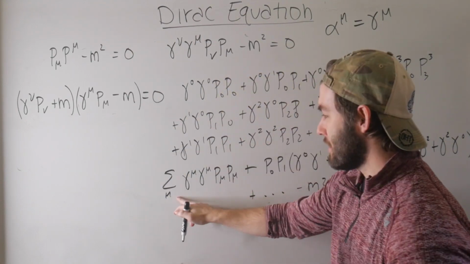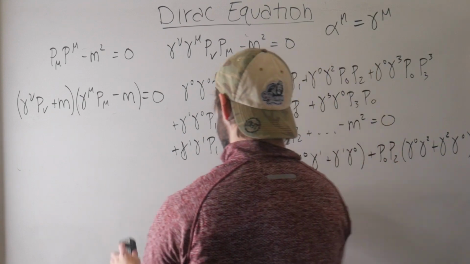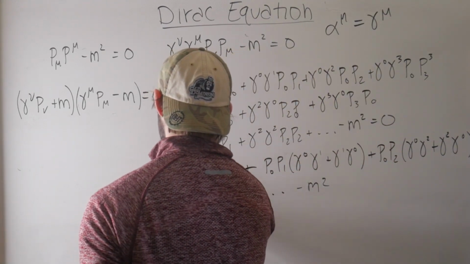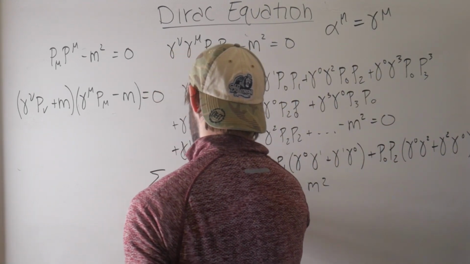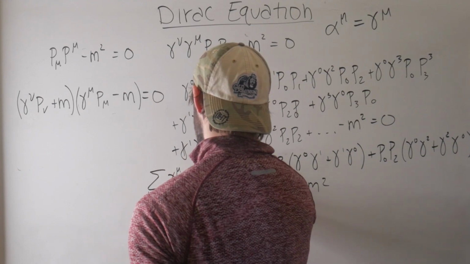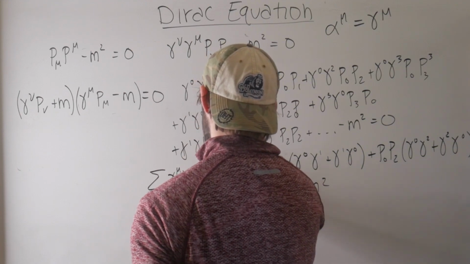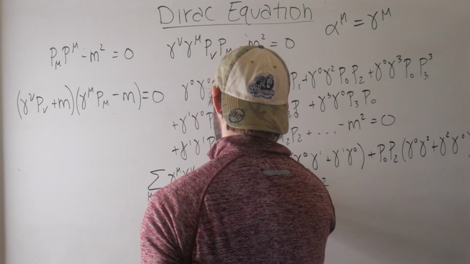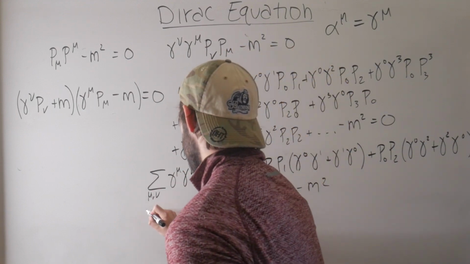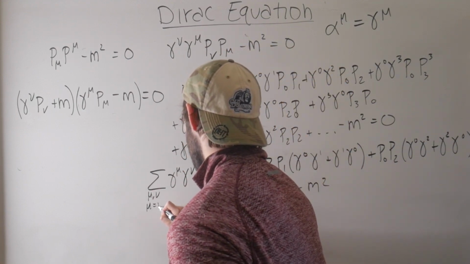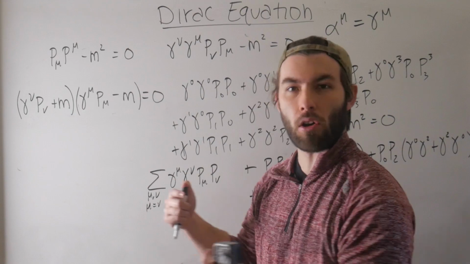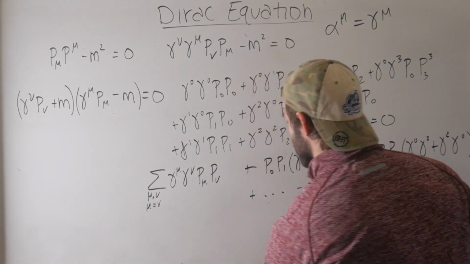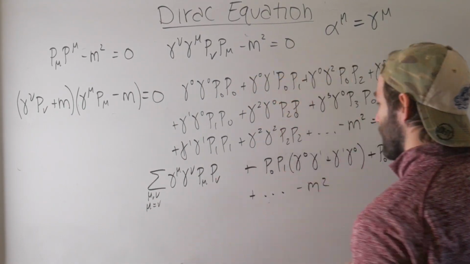So instead of writing this, I'm going to write this as a sum over mu and nu of gamma mu, gamma nu, p mu, p nu, but place the condition that mu has to equal nu. Okay, so we're not taking these off diagonal components. So that's a little bit nicer of a way of writing it, I think.